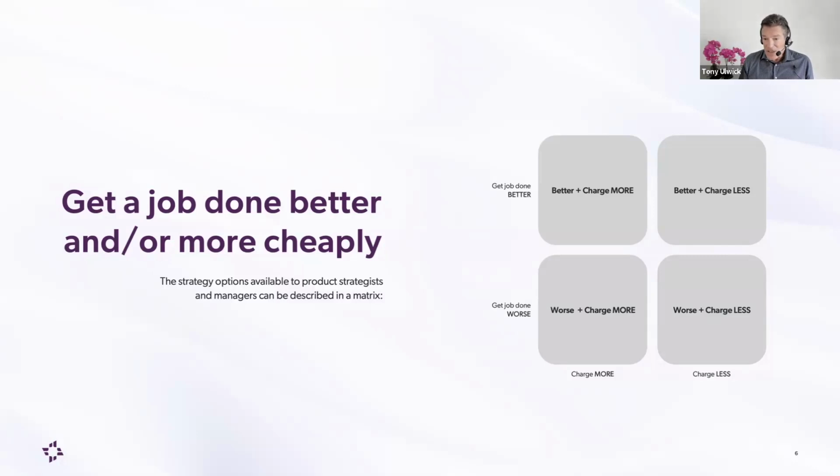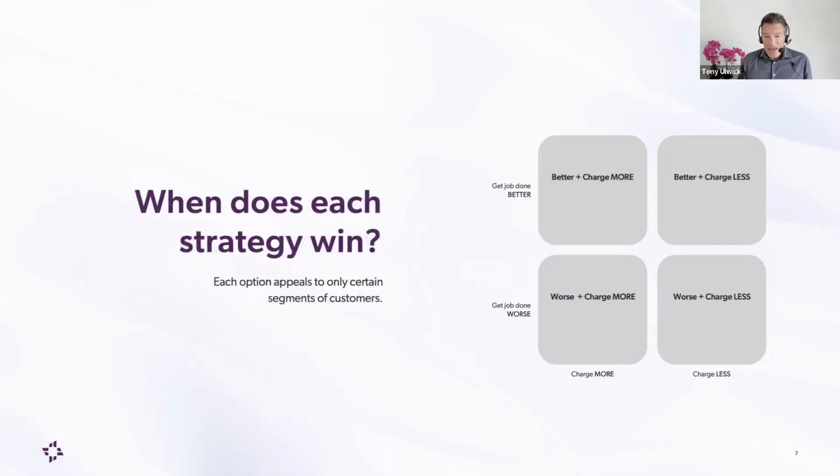So we're going to talk about all these different strategies. Now, what's interesting about them is they only win in certain situations, right? So if you want to get a job done better and charge more, that's only going to work if there are underserved customers willing to pay more, right? So you have to be targeting people who are underserved along some dimension. They're willing to pay more money to get the job done better.